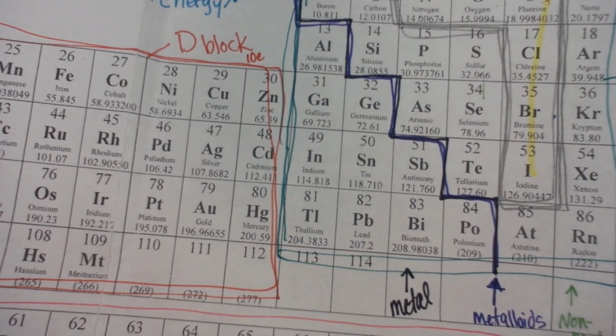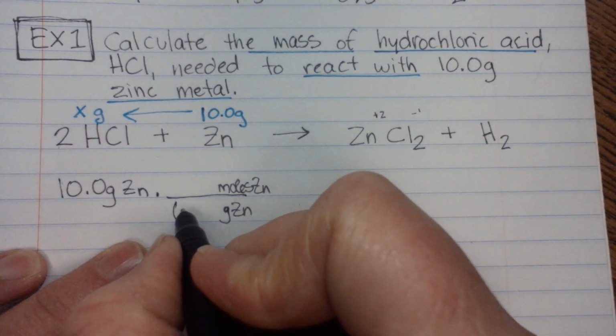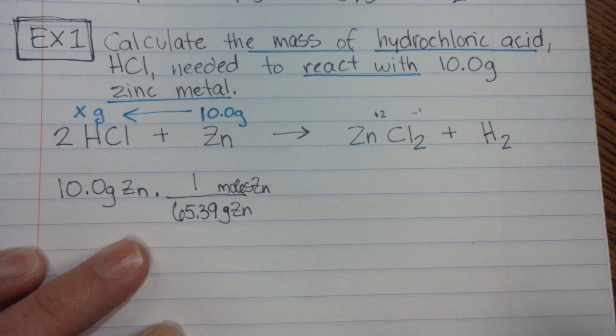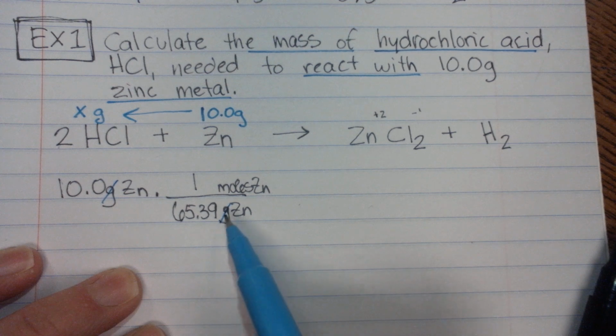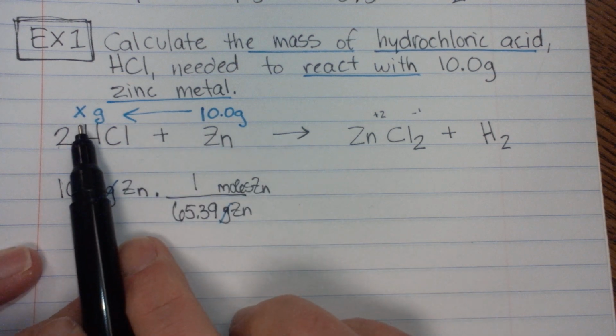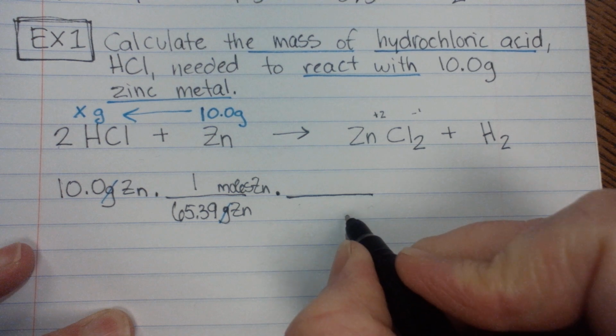So we go, okay, zinc, 65.39 for 1 mole of zinc. Alright, I've got a good start here. My grams of zinc cancels. I'm left with moles of zinc. That's not what I wanted. So I need to continue. I need to cancel out moles of zinc.